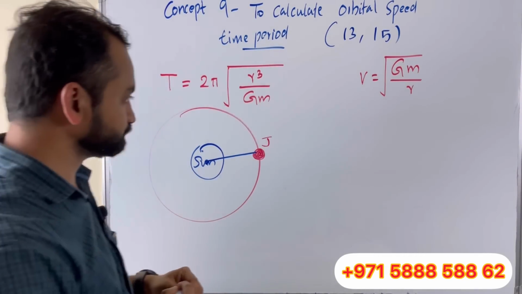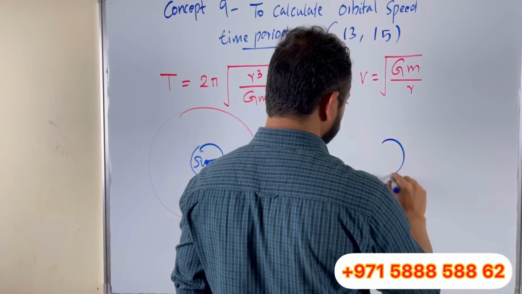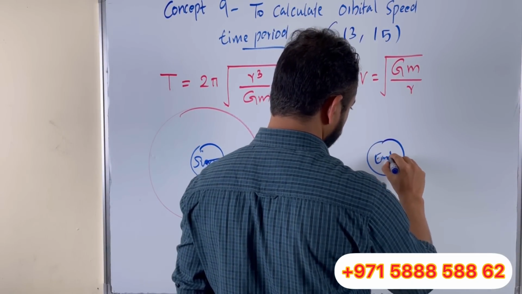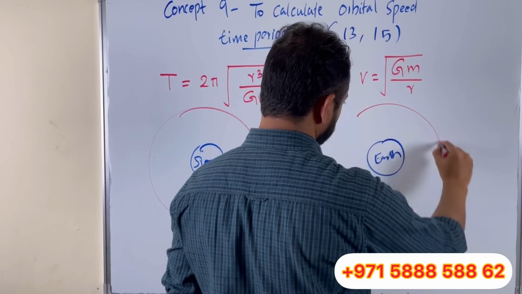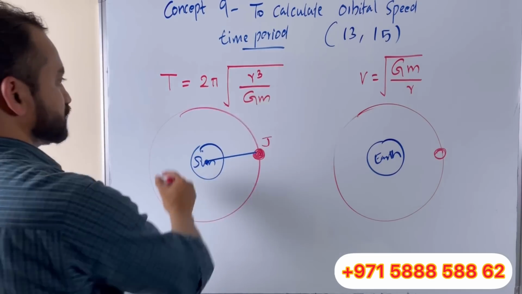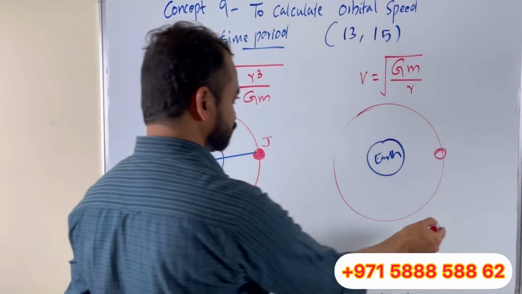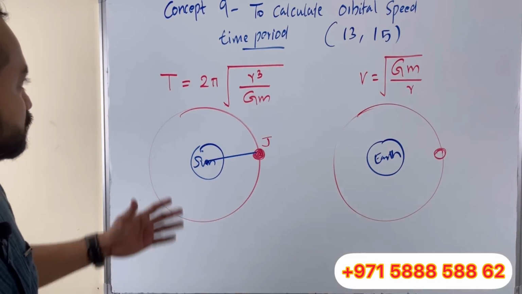For example, here we have Earth and the Moon is orbiting around the Earth. The Moon is rotating around the Earth. So in this equation, to calculate the orbital time period of the Moon to complete one rotation around the Earth, this is the equation.